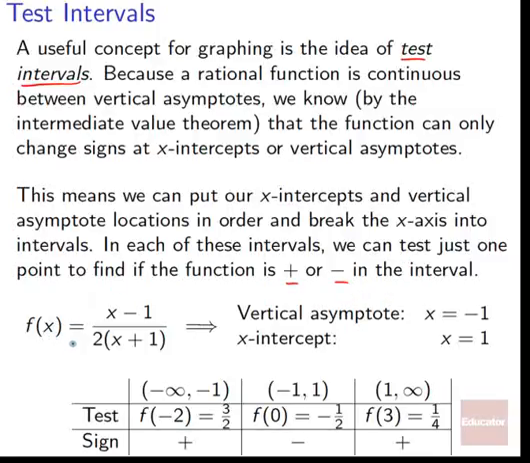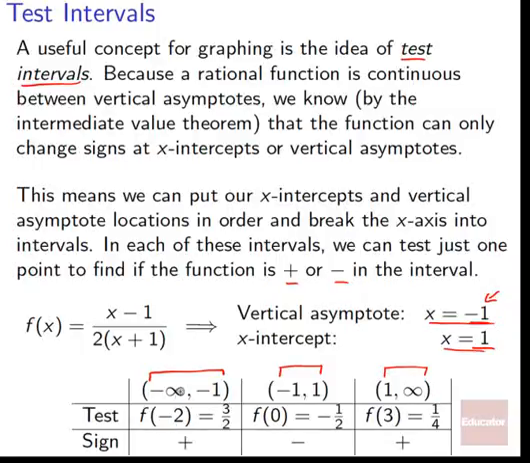So if we have f of x equals x minus 1 over 2x plus 1, our example that we've been working with this whole time, then we've got a vertical asymptote at x equals negative 1, and an x-intercept at x equals positive 1. So that means we can go from negative infinity up until negative 1, our first interval, and then from negative 1 up until 1, and then 1 out into infinity because we don't have any others. So there's three intervals, and the function is going to maintain its sign within each interval.